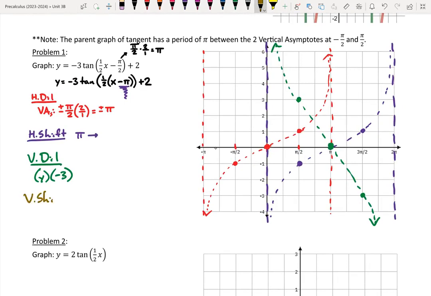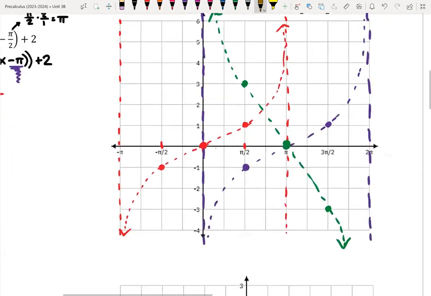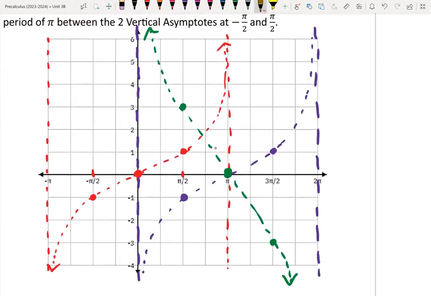Where are we shifting our points? Up 2. Again, not going to affect our vertical asymptotes, just the 3 points. So I shift everything up 2. And this is I'm doing from my green points. So that's where I'm at. And that should be my final location for this one.